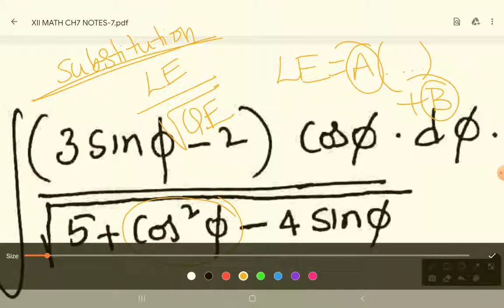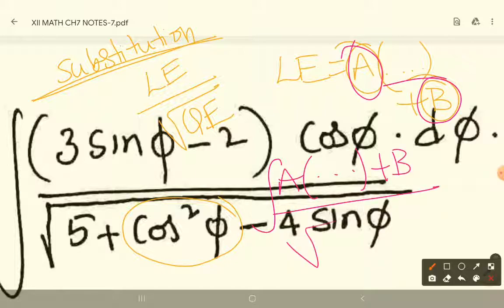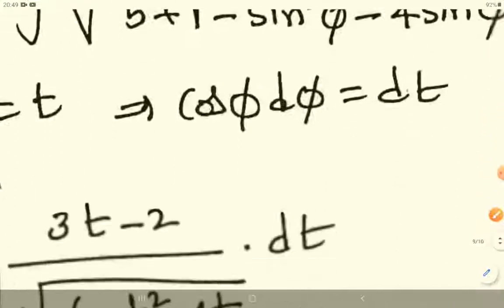See how many steps there are. After that we find out the a, b values. Then after that again we write the integration of a into the derivative plus b by root over the denominator in terms of t into dt. Then splitting of the fraction, again I1 and I2. Many things will repeat.